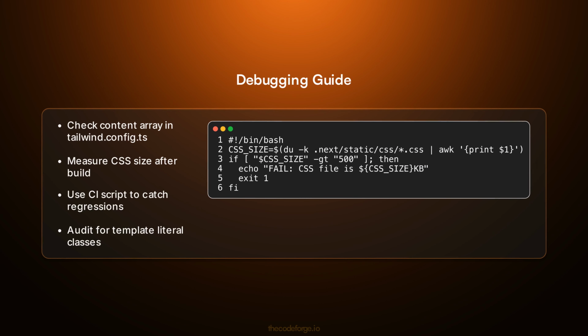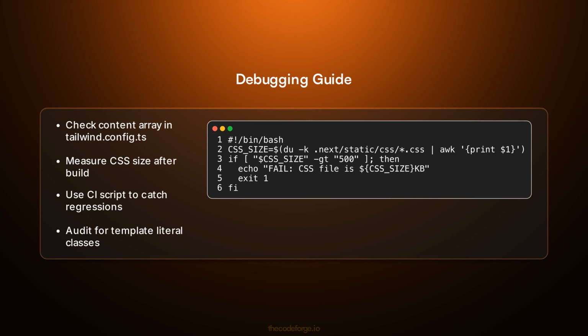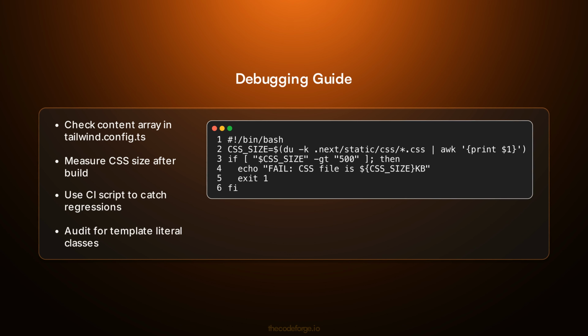To debug CSS size issues, first check your content array. Then measure the CSS file size after build. Use the CI script to automatically catch regressions. Also audit for template literal class names that might be missing.